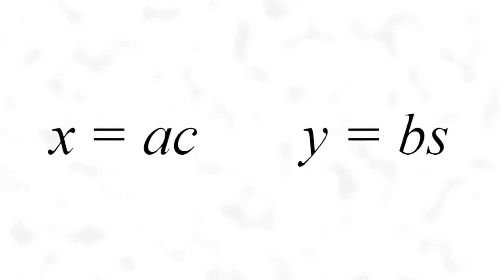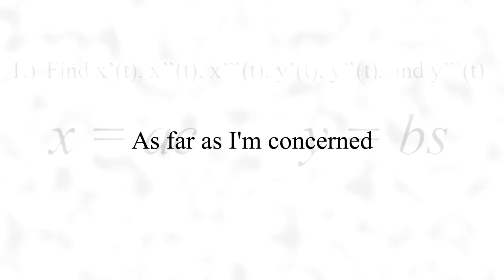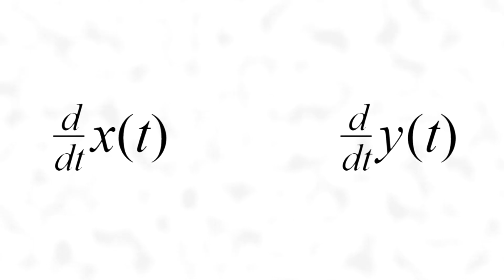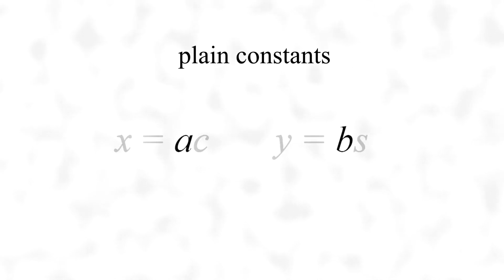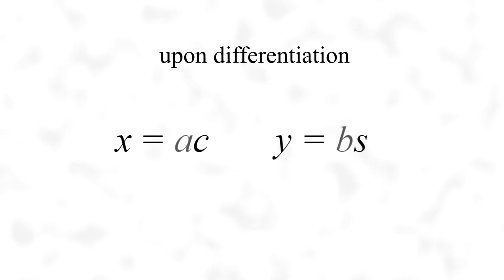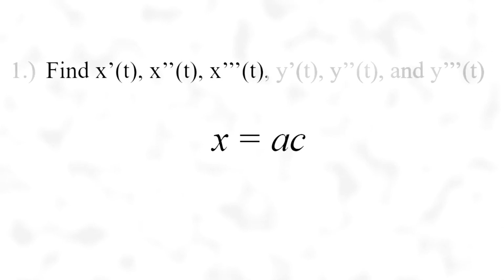These components are then the expressions which we differentiate 3 times for step 1. As far as I'm concerned, we are taking the derivative with respect to t here, meaning the shorthand c and s pack a t in them, while a and b are just plain constants which barely change upon differentiation. Speaking of, let's handle the first 3 derivatives of x equals ac.